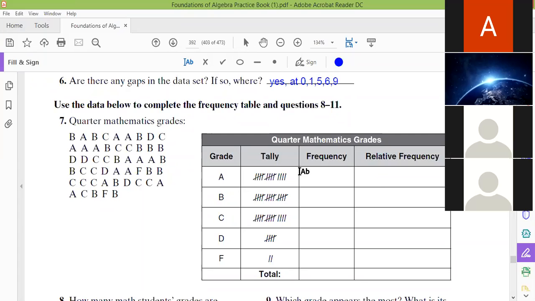Frequency for A grade. Why me and Mazin? Both are cheaters. No. Okay. Now. And Abdulaziz got A plus, huh? A plus in your dream.